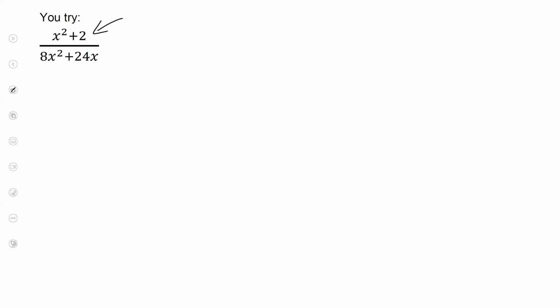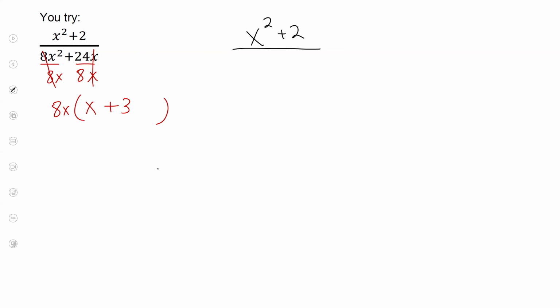Again, the numerator will not work. You can't think of two numbers that multiply to 2 and add to 0. So keep the numerator the same. You guys figure out what the denominator should be. Good, guys. Y'all are doing good. So what you should have done was divide both of these by 8x. So 8x is on the outside. 8's cancel, x's cancel. I'm left with x plus 3. That's what goes over here. 8x times x plus 3. Set this one equal to 0 and solve.